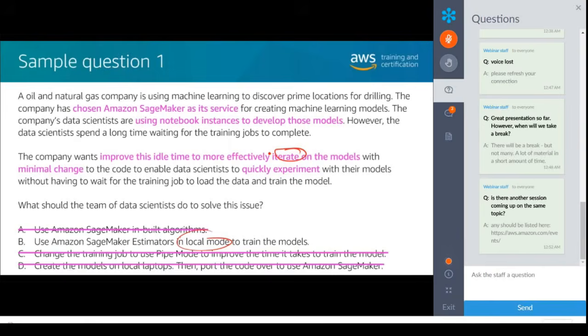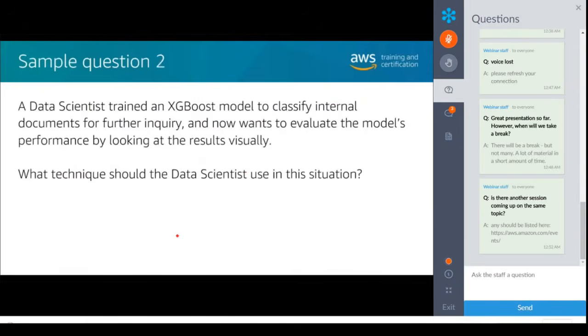So of these options, what would give me the most effective solution? And that would be, let's just run in local mode. So we haven't, again, offlined it. We're still local to the notebook, but at least we're using the estimators that are already optimized to run in SageMaker locally in the notebook.